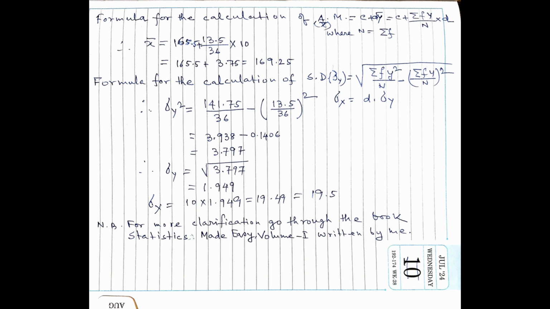Formula for the calculation of SD: sigma y is equal to root over summation fy square by n minus summation fy by n whole square. Sigma x is equal to d into sigma y. Sigma y square is equal to 141.75 by 36 minus 13.5 by 36 whole square is equal to 3.938 minus 0.1406 is equal to 3.797.